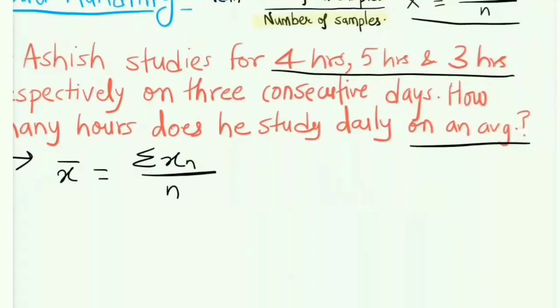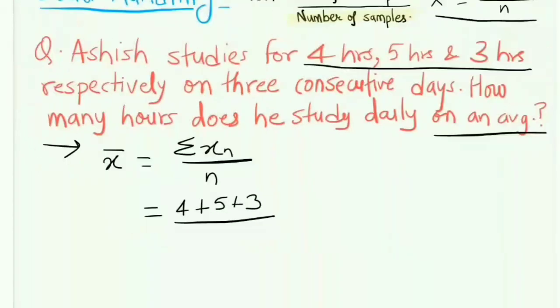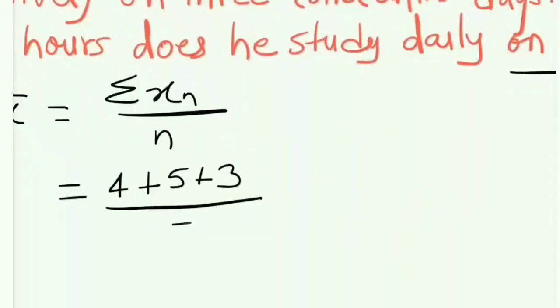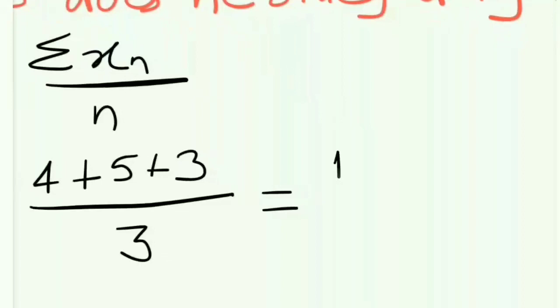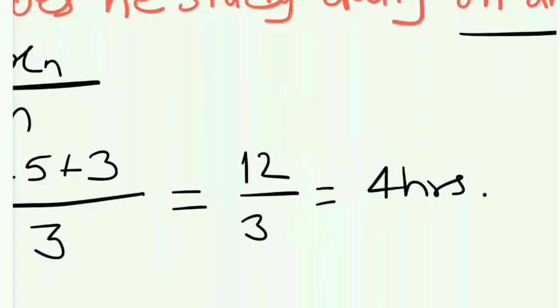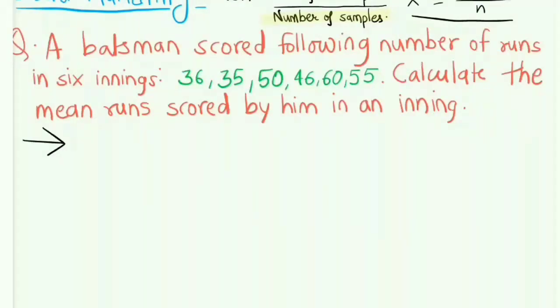So what is x̄? 4 plus 5 plus 3 divided by how many samples? 1, 2, 3. So divided by 3 equals 4. 4 plus 5 is 9, plus 3 is 12, by 3, which is equal to 4 hours. So he is studying 4 hours on average daily.